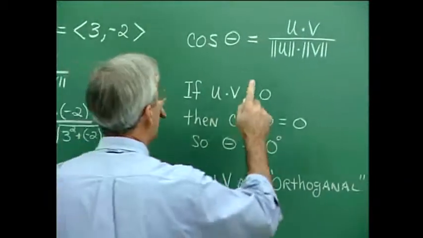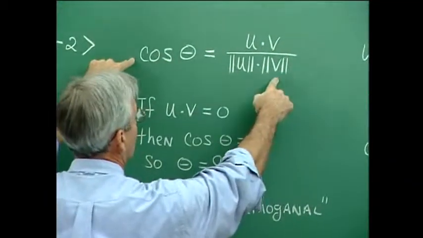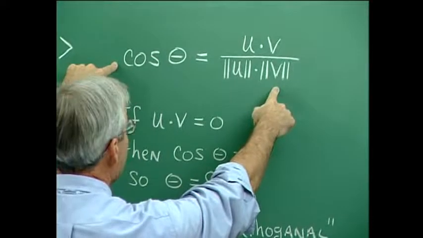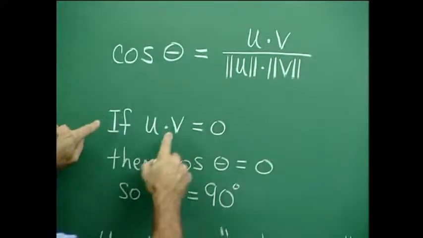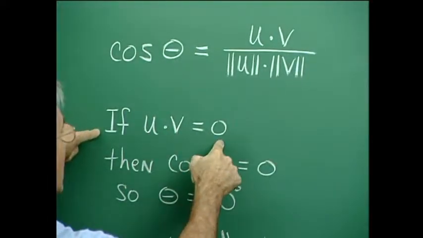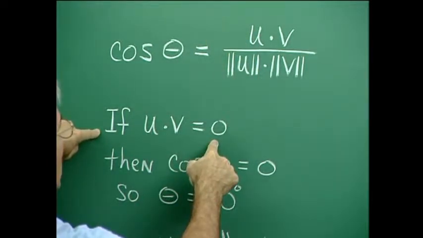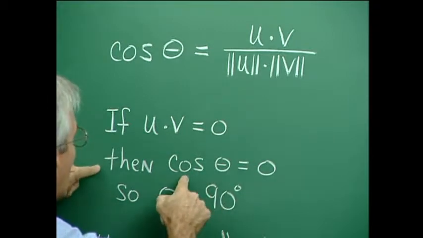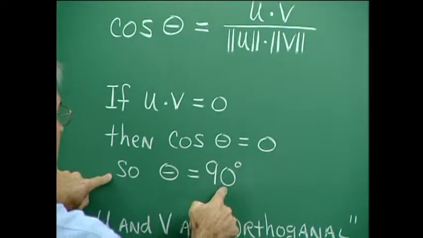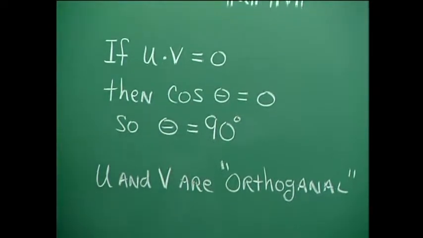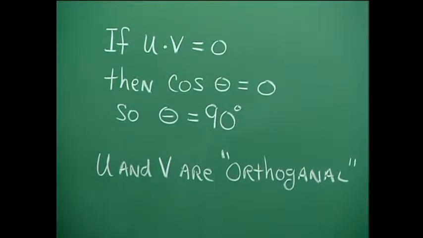Now let's review the idea. We start out with this formula for calculating the angle between the two vectors, but if we find that the dot product is 0, that's just the numerator up there, then the whole fraction is 0, and the cosine of theta then is 0, theta then is 90 degrees, and the two vectors are said to be orthogonal. Okay.